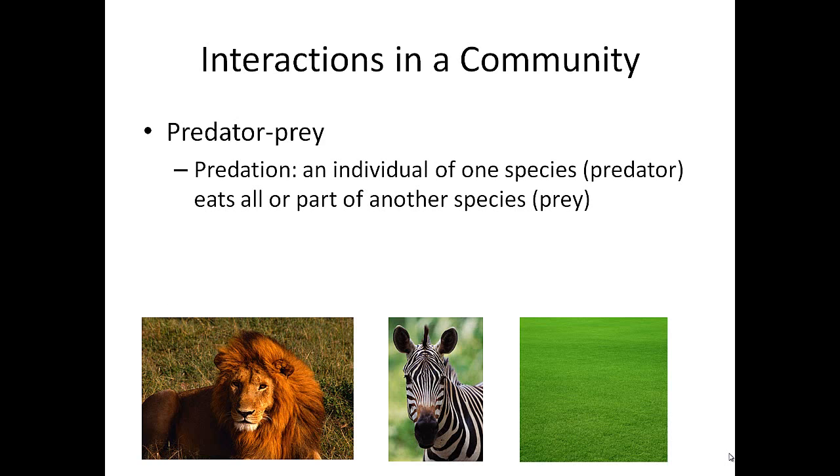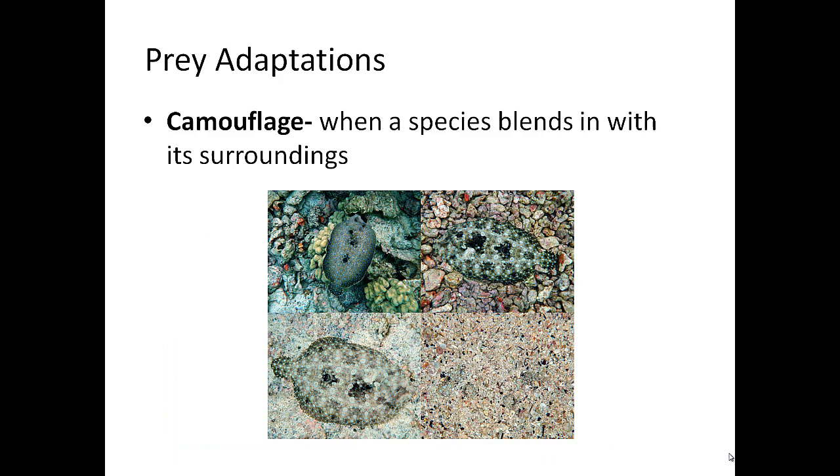One interaction is predator-prey. The definition of predation: an individual of one species, the predator, eats all or part of another species, the prey. In this case, we have the lion and the zebra, which are pretty obvious to most people. But you might not think that zebra eating grass is also predator-prey. It is.